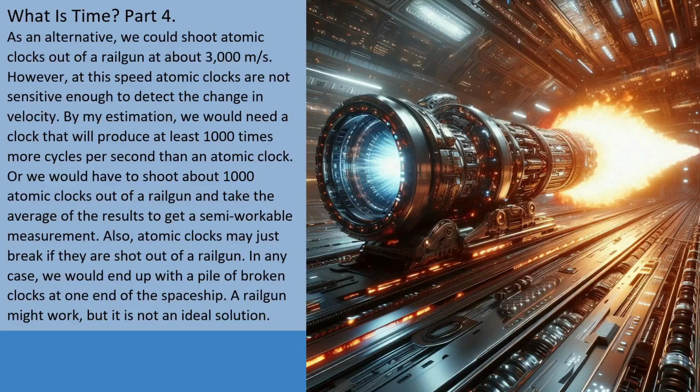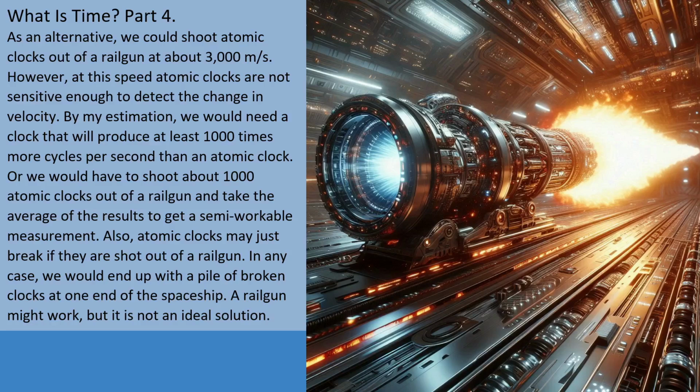As an alternative, we could shoot atomic clocks out of a railgun at about 3,000 meters per second. However, at this speed, atomic clocks are not sensitive enough to detect the change in velocity. By my estimation, we would need a clock that will produce at least 1,000 times more cycles per second than an atomic clock. Or we would have to shoot about 1,000 atomic clocks out of a railgun and take the average of the results to get a semi-workable measurement. Also, atomic clocks may just break if they are shot out of a railgun.